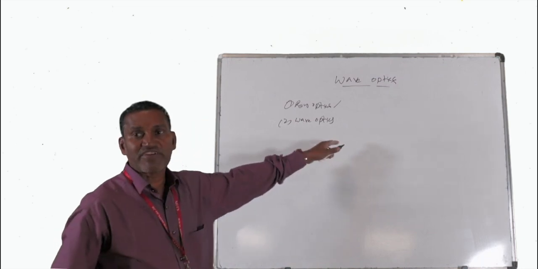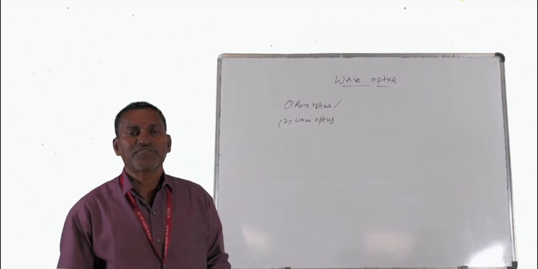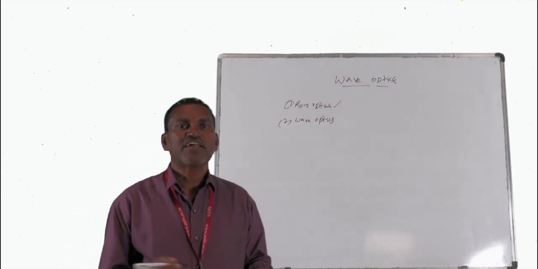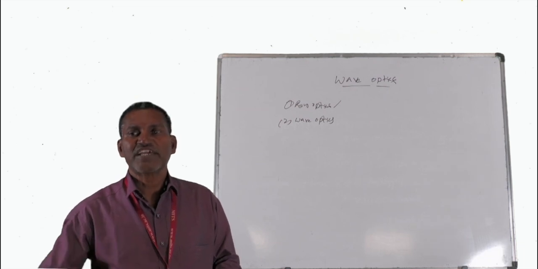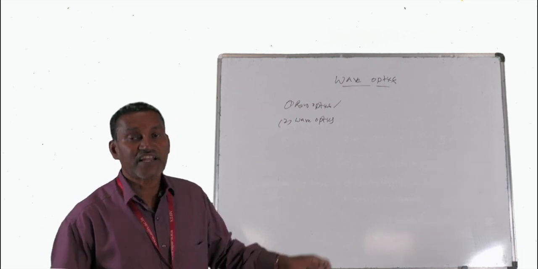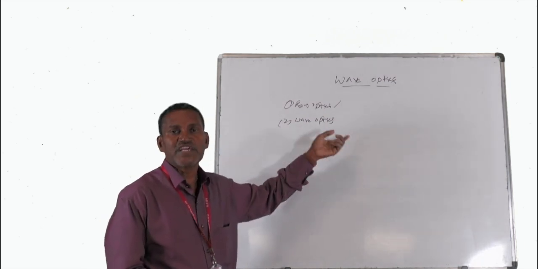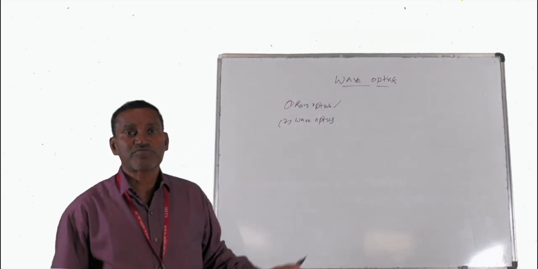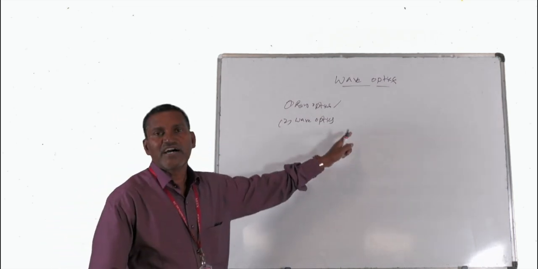The second one is wave optics. Wave optics refers to the nature of light. So what is light? Whenever light is incident on our eye, only then can we see objects. Otherwise, we cannot see objects. That's why wave optics refers to the optical nature of light. The wave optics was proposed by Huygens.